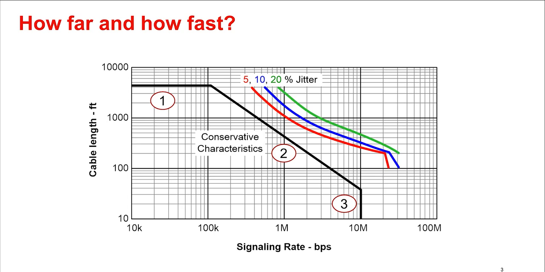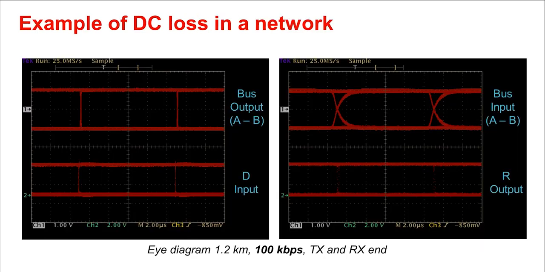Although RS-485 standard recommends a maximum of 10 megabits per second, transceivers today are capable of operating up to 50 megabits per second. This slide provides an example of an eye diagram of the output and input of the cable transmission end. The input pin D before the transceiver and the output pin R after the transceiver are included. The cable length here is 1.2 kilometers at a data rate of 100 kilobits per second.